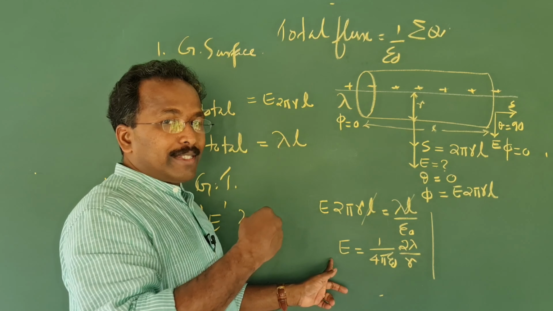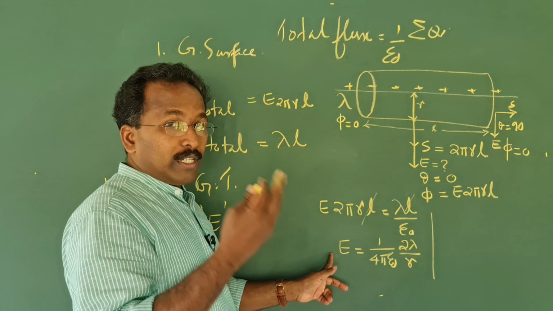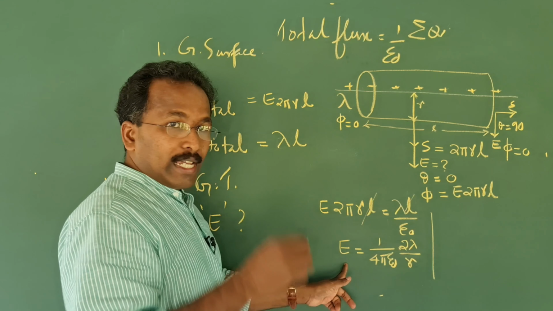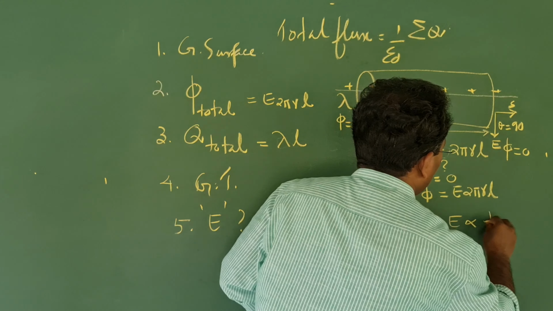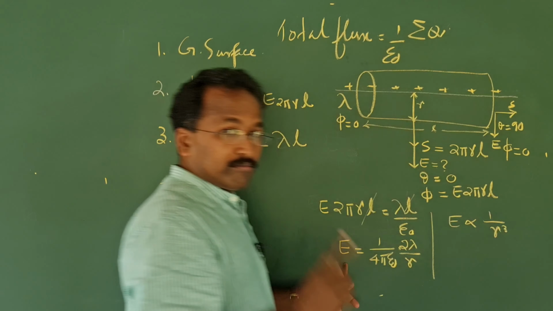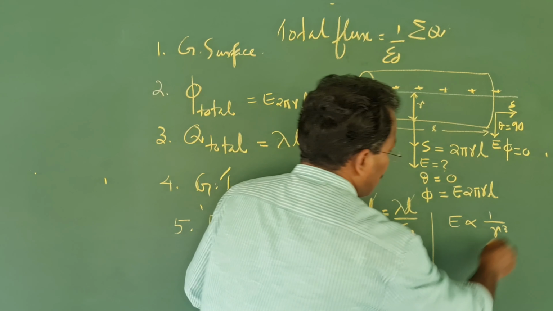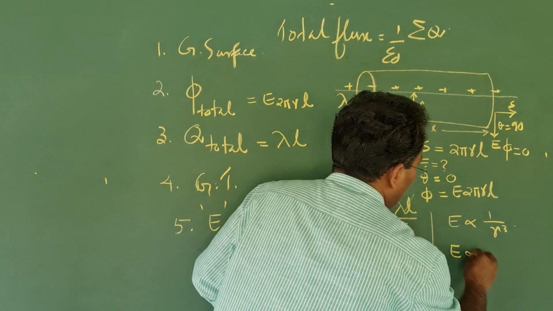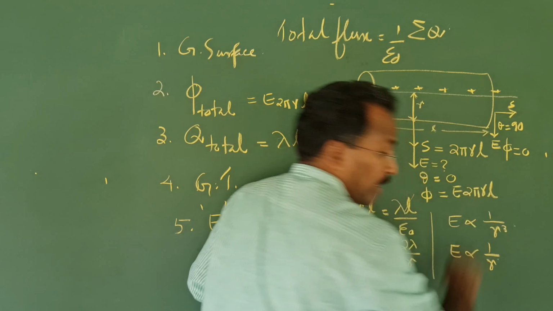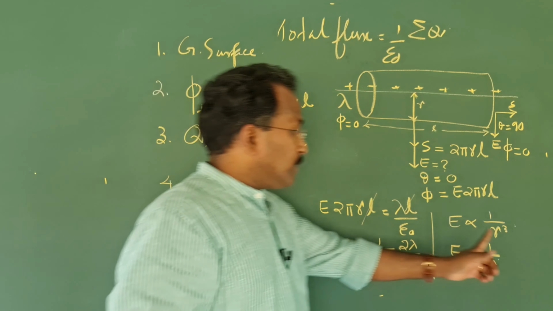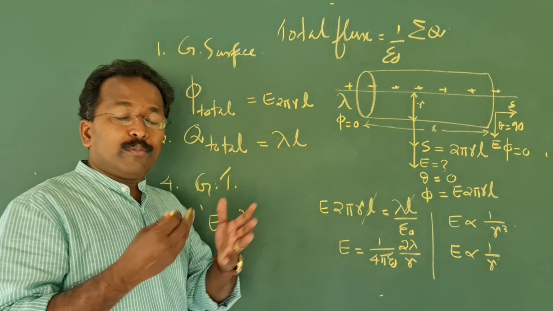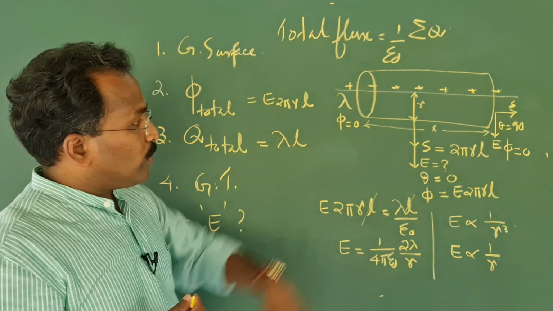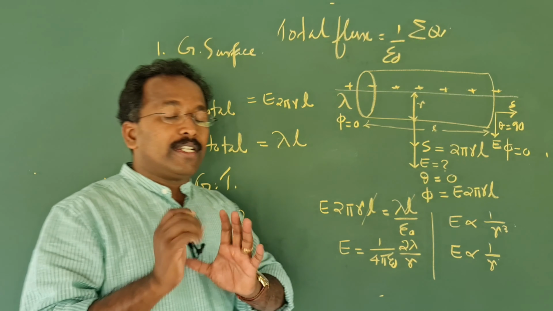You know, in all the previous cases, in the case of dipole, if you recollect, electric field is proportional to 1 by r cube. Here you see, E is proportional to 1 by r. And for point charges, if you can recollect, E is proportional to 1 by r square. So those things can also be asked in the exam. So I hope this completes our first derivation.